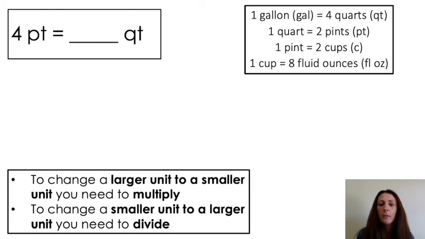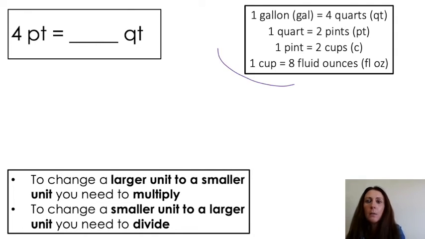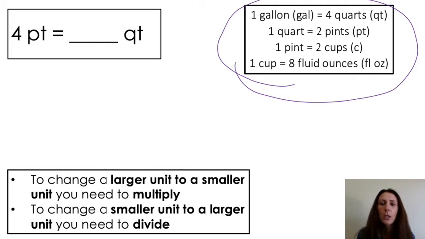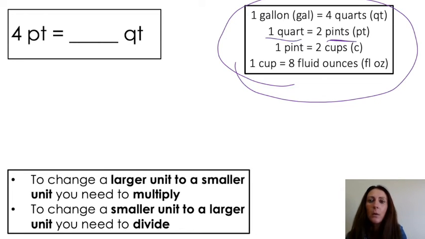Okay, so I'm going from a smaller unit to a larger unit, because I'm looking back up here at my chart and I see that pints is smaller than a quart. So I'm going from a pint to a quart. So therefore, do I want to multiply or do I want to divide?